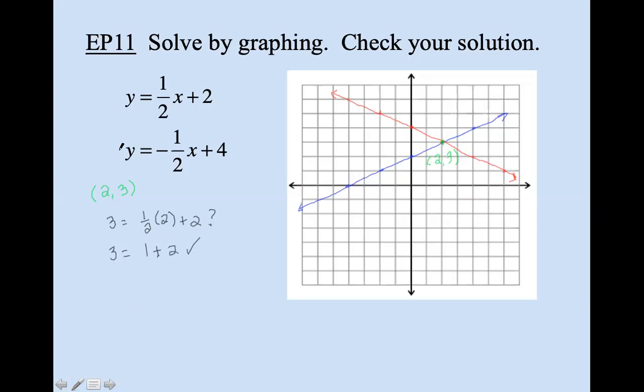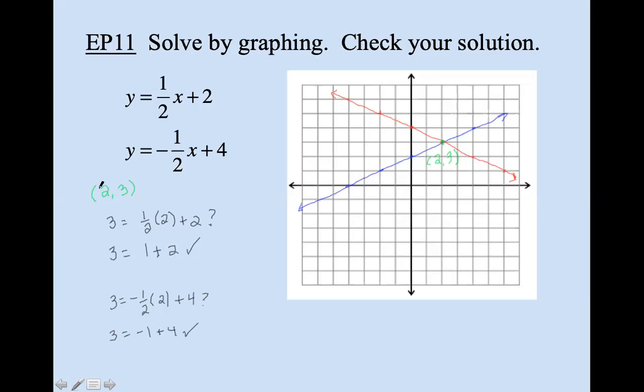All right, let's try the second equation. This time I'm replacing y with 3. And again, we're replacing x with positive 2. But this time, remember, the slope in the second equation was negative 1/2. All right, so is 3 equal to, let's see, half of 2 is 1. This is going to make it negative 1. Is 3 equal to negative 1 plus 4? That's what we were checking. And the answer is yes.